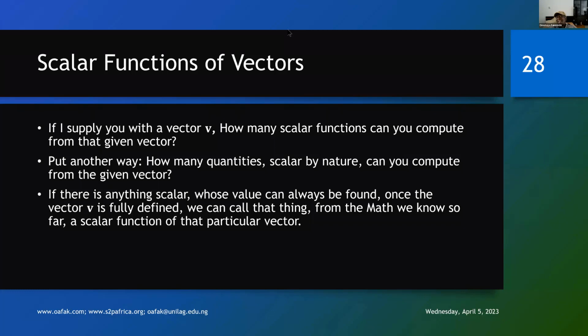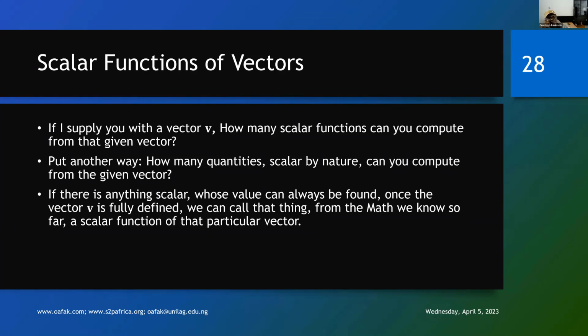In fact, there are infinitely many scalars that we can compute from that vector. They may not all be independent, but they are different scalars that we can compute. So there are at least 6 or 100 or 10,000 that you can compute. Those are all scalars based on the vector. So there are many scalar functions that can be found from a vector. If there's anything scalar whose value can be found, once the vector V is fully defined, we can call that thing, from the math we know so far, a scalar function of that particular vector.